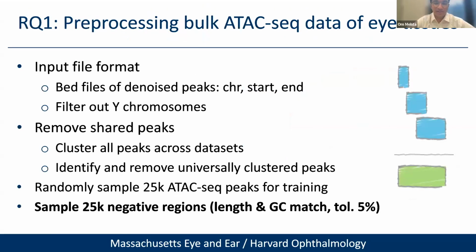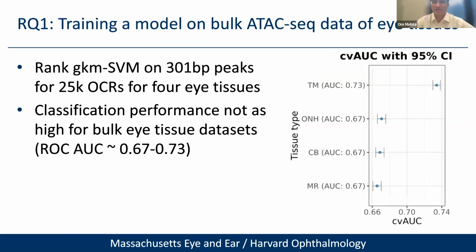To apply our model to bulk data, we applied the following pre-processing workflow. We standardized peaks, removed universally shared peaks, and used background regions, which is our negative set, which were length and GC matched to a set of positive ATAC-seq peaks for each tissue. However, when we applied the same approach of utilizing 301 base pair regions, bulk ATAC-seq performance dropped significantly, with ROC-AUC values around 0.67 to 0.73. This highlights the added complexity and heterogeneity present within bulk tissue, which can obscure cell type specific regulatory signals.